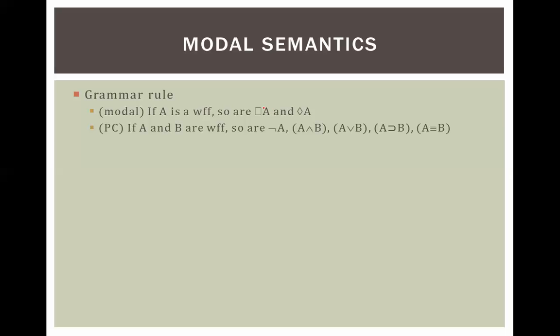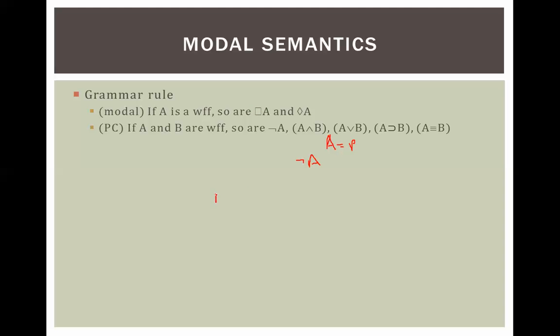And here's the way we're going to have to write them. We're going to have to write a box A or diamond A. The PC part is what we saw in our first section of logic, the propositional calculus. If you have an A and B and they're both well-formed formulae, in other words, they make sense in propositional calculus, then connecting them these ways is going to make sense. They'll be well-formed formulae. So let's say A equals P, A equals puppies are fun. Then if you do this, not A, that's not puppies are fun, right? And whatever else you want.